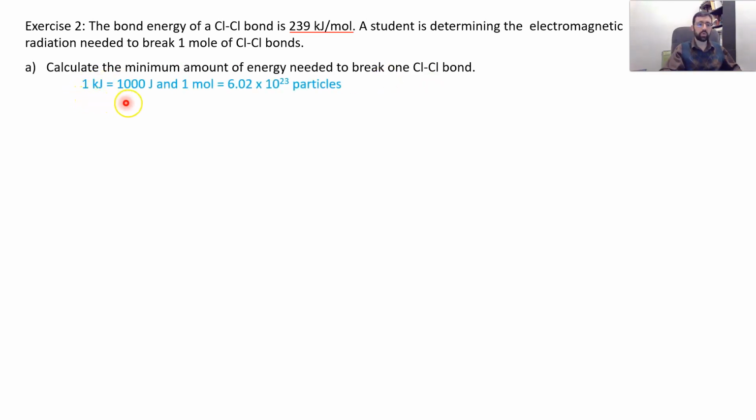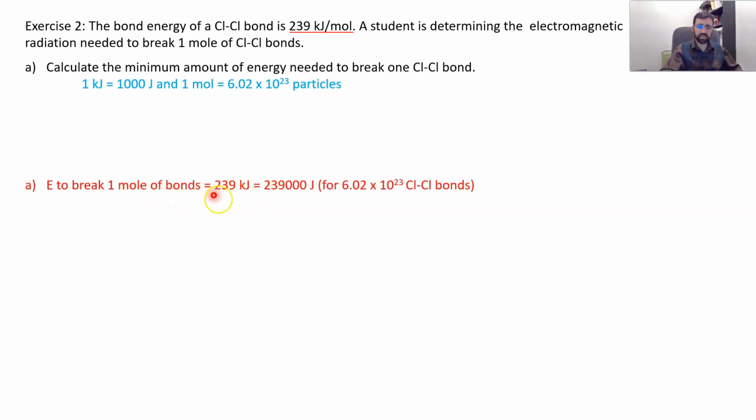Also, we're going to use the fact that 1 kilojoule equals 1,000 joules. 1 mole equals 6.02 times 10 to the 23rd power. Use those 2 facts to find out how many joules of energy were used. The energy to break 1 mole of bonds is this. We just said 239 kilojoules, which is 239,000 joules. And that's the amount of energy to break a mole of chlorine bonds, which is 6.02 times 10 to the 23rd power. So the energy to break 1 bond is going to be 239,000 joules per mole divided by the number of particles in a mole, 6.02 times 10 to the 23rd power particles per mole. And you end up with 3.97 times 10 to the negative 19th joules. That's the amount of energy to break 1 chlorine bond.